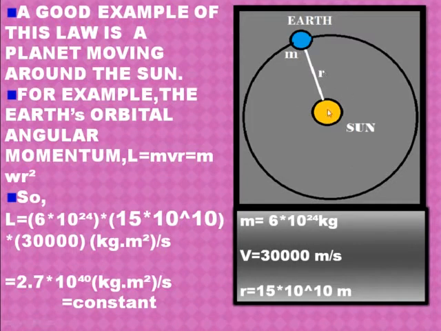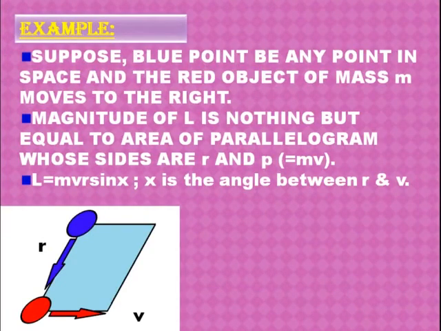So the average distance between Earth and Sun is r, which is 15 into 10 to the power 10 meter. Mass of Earth m equal to 6 into 10 to the power 24 kg. And average velocity of Earth is 30,000 meter per second. So L equal to mvr, that is 2.7 into 10 to the power 40 kg meter square per second, which is equal to constant.